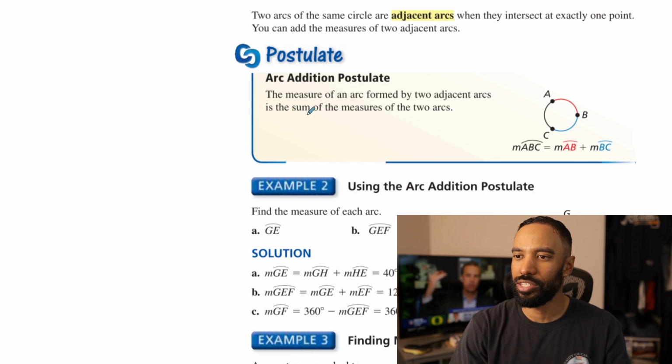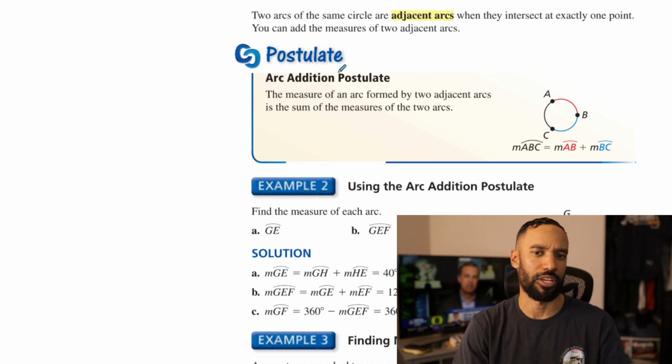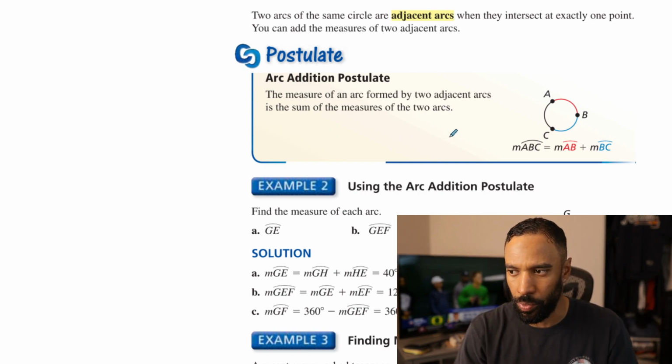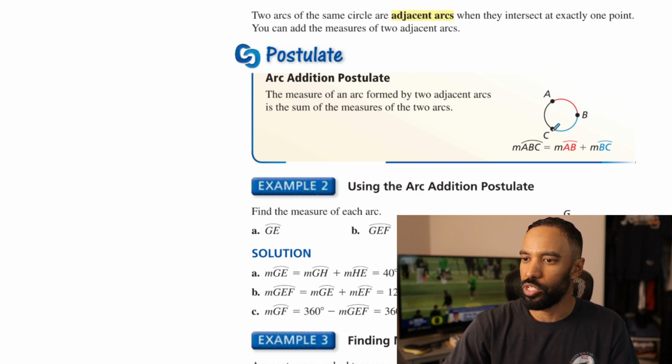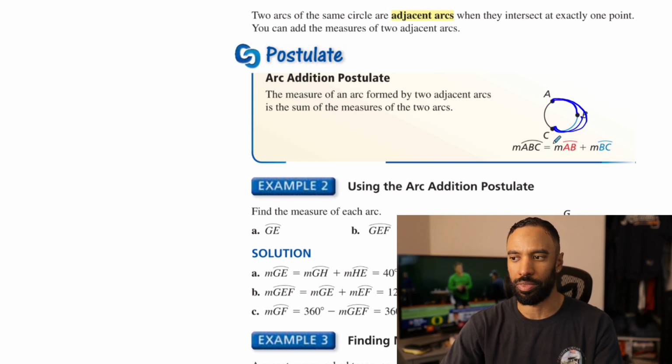All right, 2 arcs of the same circle are adjacent arcs when they intersect at exactly 1 point. You can add the measures of 2 adjacent arcs. The arc addition postulate. It's like the segment addition postulate, angle addition postulate. As long as they join up together, we can add them together and we get the whole thing. The measure of an arc formed by 2 adjacent arcs is the sum of the measures of the 2 arcs. If I add this arc measure with this arc measure, I get the measure of that entire thing. That's what they're saying there.